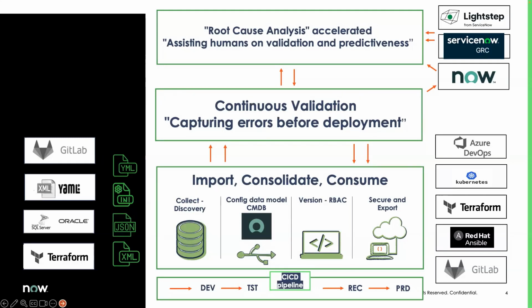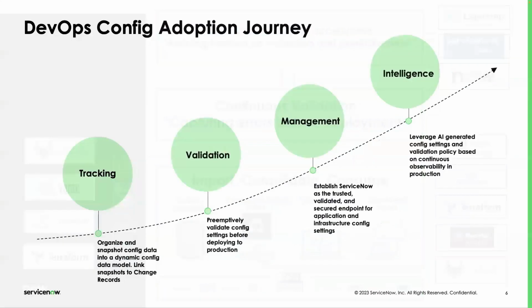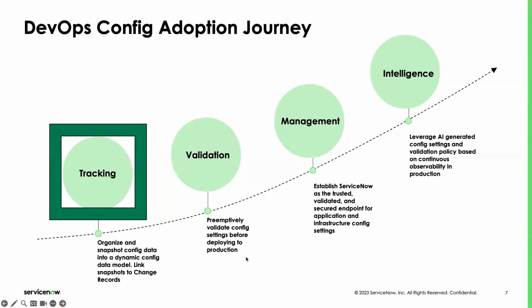What I'll do now is talk a little bit about the adoption journey. Understand that you don't have to deploy this all at once. There are various use cases that I'm going to take you through, and I'll help you get started with, let's say, tracking of the configuration data. If we focus just on tracking, I think you'll get a lot of value out of it very quickly, and you'll be able to implement this very quickly.